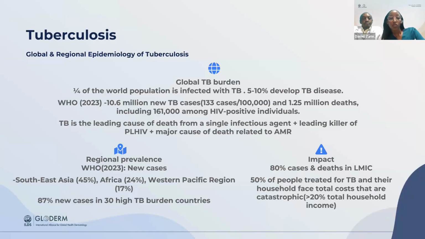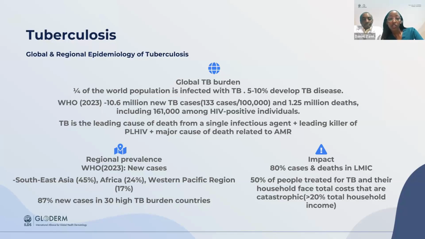Globally, a fourth of the world population is known to be infected with tuberculosis. So that's roughly 2 billion people infected with latent TB, and around 5 to 10% of these persons will develop tuberculosis at some point in their life.